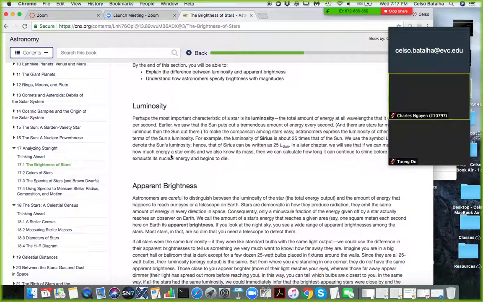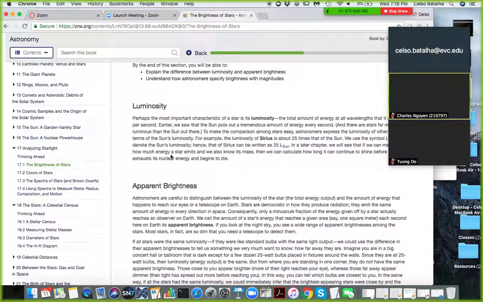And what we are going to learn in this chapter is that hotter stars tend to produce more radiation, more energy in the shorter wavelength, in the higher frequency end. So the hotter the star is, the bluer it appears to us as we observe the star, and the cooler the star is, the redder the star appears to us as we see it in the night sky.